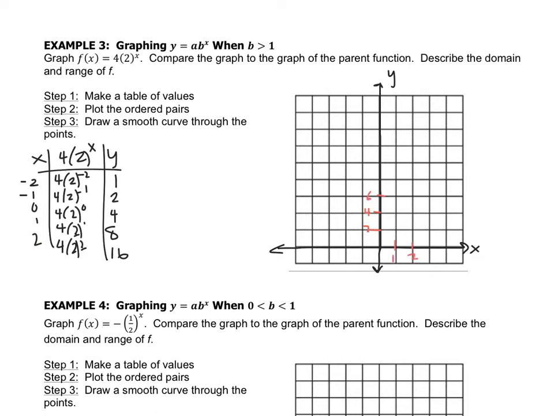So -2, 1 would be right here, because I'm going by 2's. -1, 2 is right there. 0, 4. 1, 4. Wait, what? 1, 8. And 2, 16. So you connect it using a smooth curve.